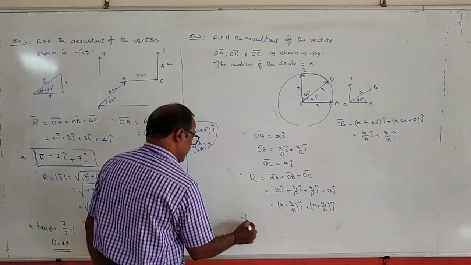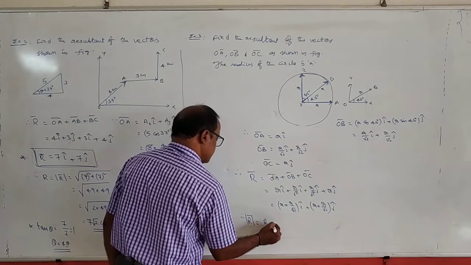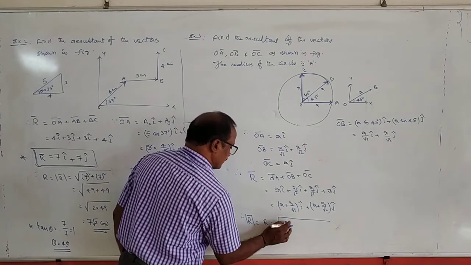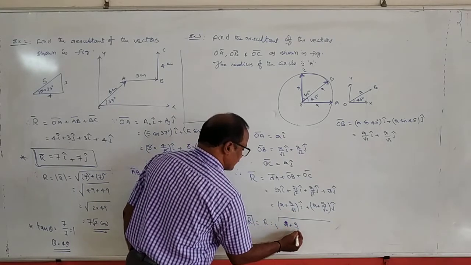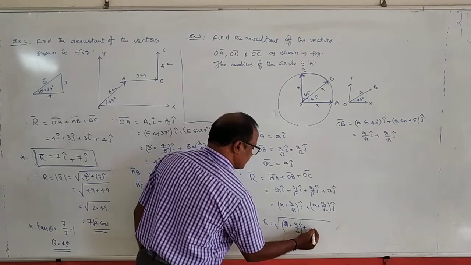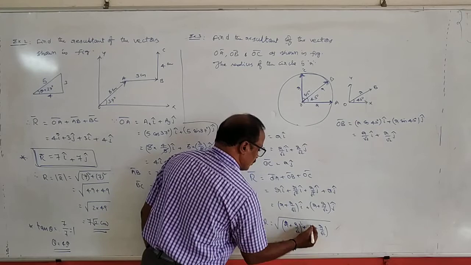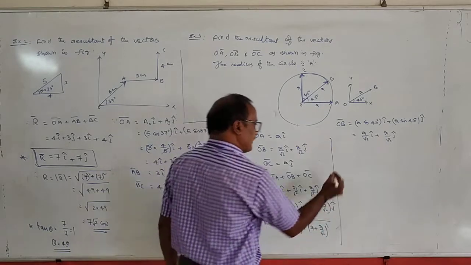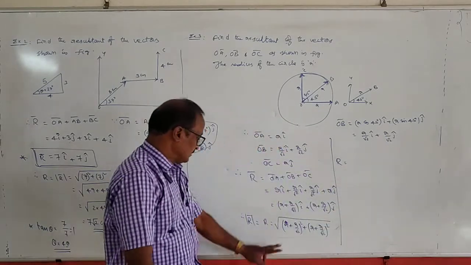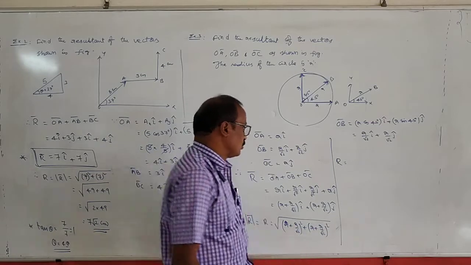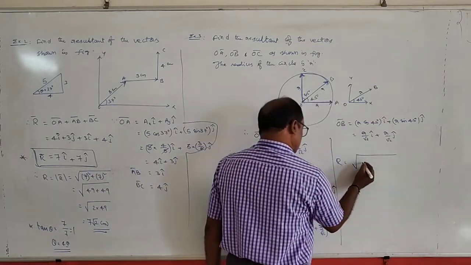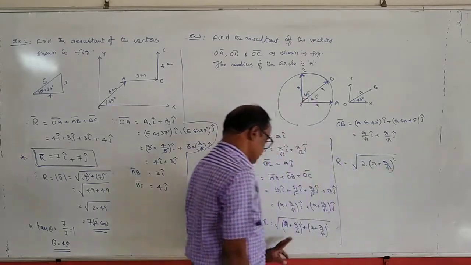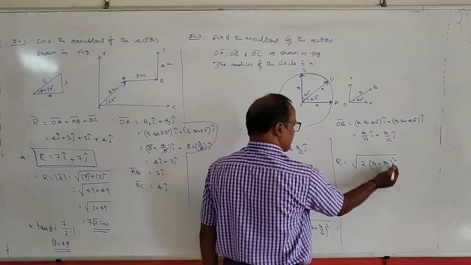Magnitude of the resultant is given by modulus of r bar, which is equal to root of ax square plus ay square. Ax square means (r plus r by root 2) whole square, plus here also (r plus r by root 2) whole square. So that is equivalent to 2 into (r plus r by root 2) whole square. The two terms are the same.